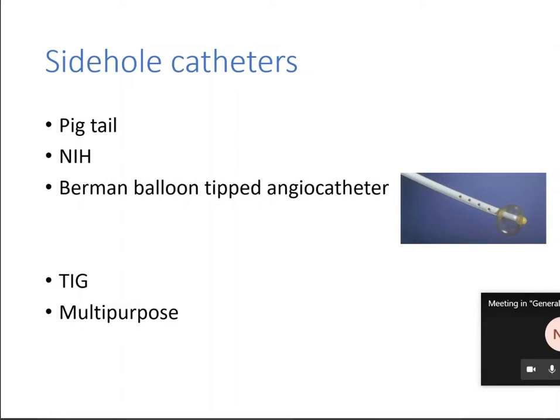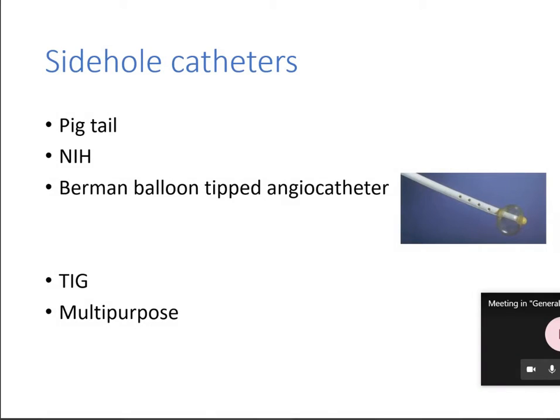Basically we use side hole catheters for angiograms. The most commonly used are the pigtail, NIH, and the Berman balloon-tipped angio catheter. You can see in the blue background, that is a Berman angio. How will you differentiate it from a wedge angio? The balloon will be proximal, sir. Very good. The balloon will be proximal. Here the balloon is at the distal tip. The pigtail catheter has an end hole and a side hole, so it can also be used for left ventricular angiograms.